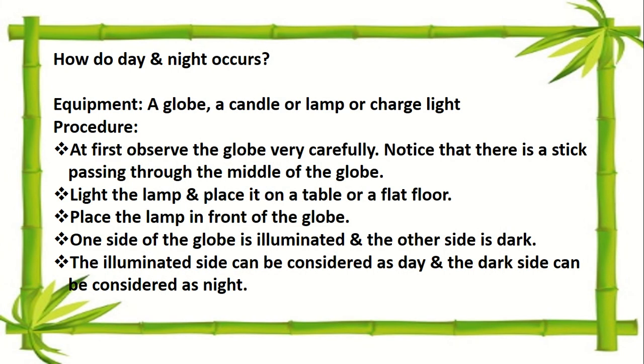So, the question can be, how do day and night occur? The experiment needs a globe and a candle or lamp or torch light. Then the procedure, as I have already told you: at first observe the globe very carefully, and notice that there is a stick passing through the middle of the globe. Then light the lamp and place it on a table or a flat floor. Place the lamp in front of the globe. One side of the globe is illuminated and the other side is dark. So, the illuminated side can be considered as day and the dark side can be considered as night.